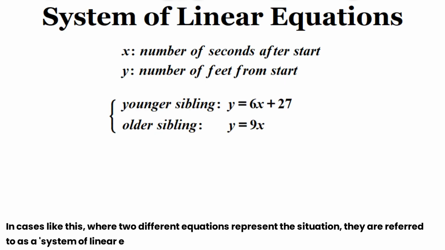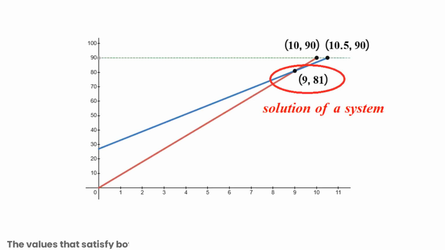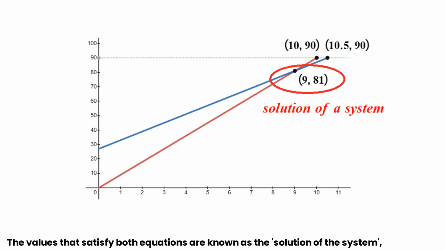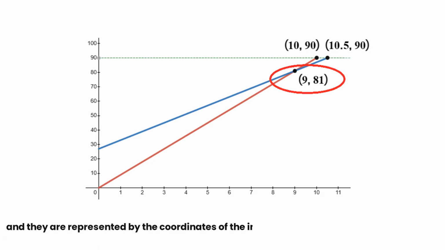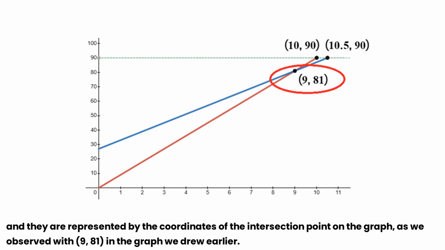In cases like this, where two different equations represent the situation, they are referred to as a system of linear equations. The values that satisfy both equations are known as the solution of the system, and they are represented by the coordinates of the intersection point on the graph, as we observed with (9, 81) in the graph we drew earlier.